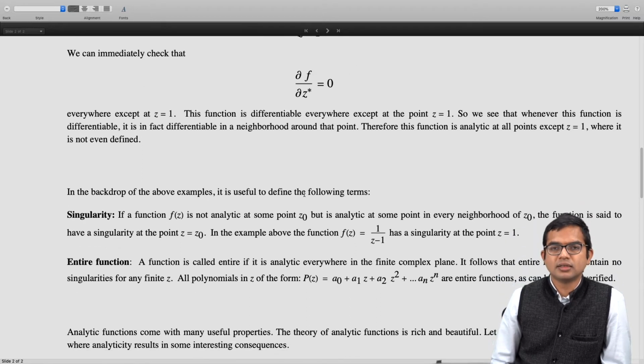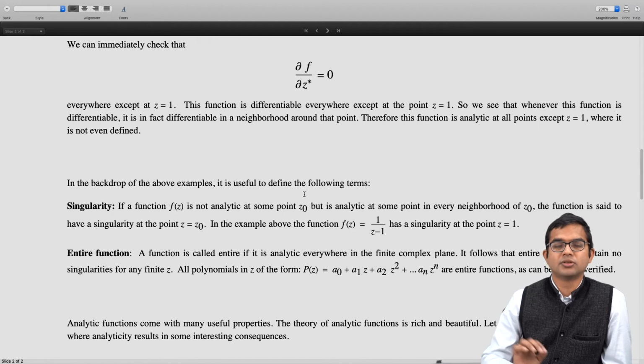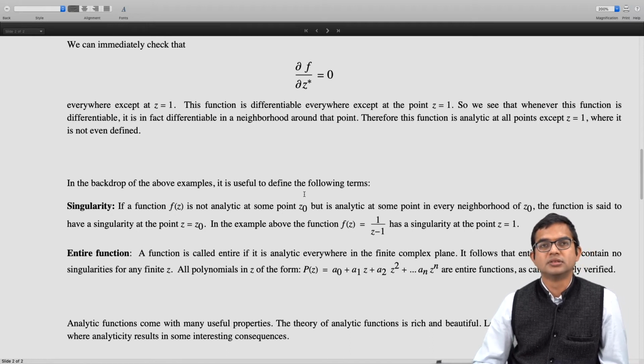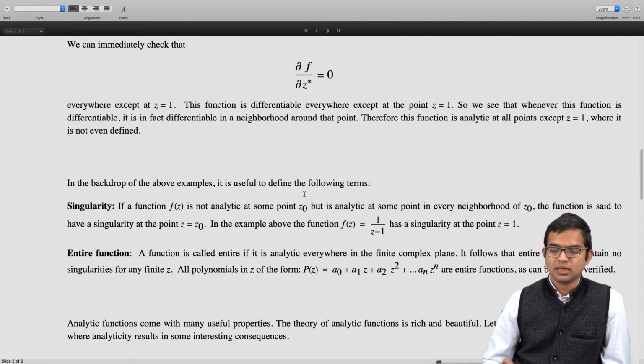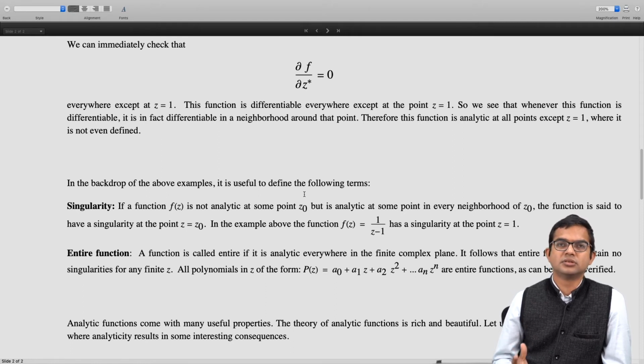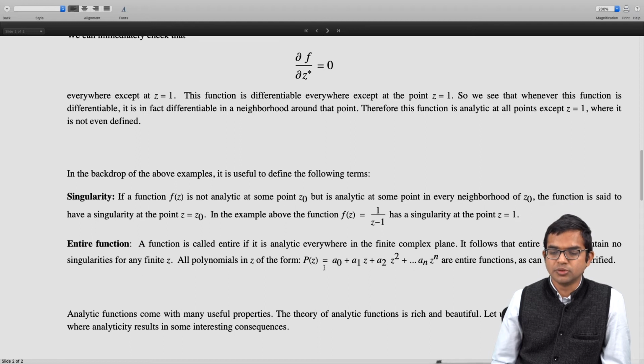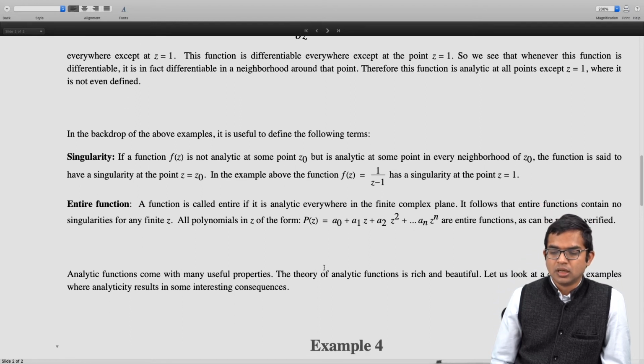Let's look at some examples where the properties of analytic functions are exploited in interesting ways. So the theory of analytic functions is vast, and many beautiful ideas come together. Let's look at a couple of examples where some of this beauty shines through.